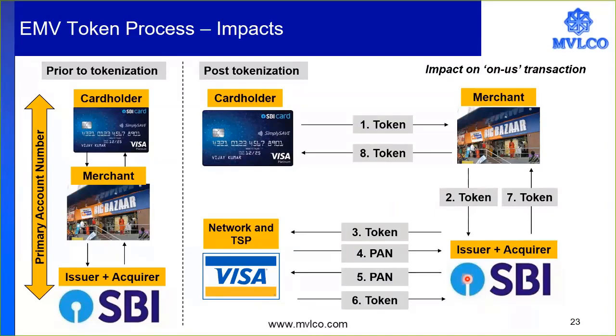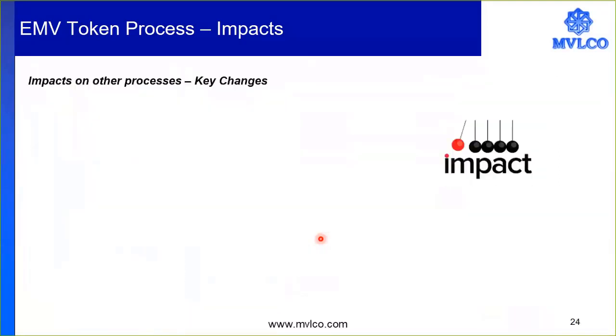However, considering the ideal scenario given by EMV, that the token and the PAN mapping should be there only in the token vault and not at any other place, considering that concept, the flow would change and would have these multiple cycles. That is another impact as far as on-us transactions are concerned. Now let us also discuss impact on other processes.